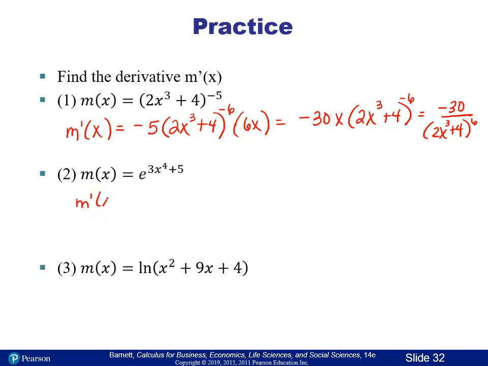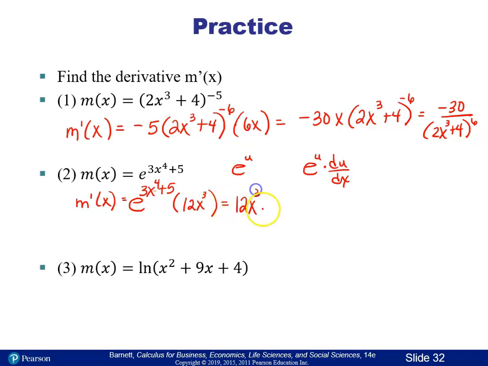Here, when you take the derivative, another approach to this is to think of this as e to the u. So the derivative of this is e to the u times du dx. That means if I've got e to some other function, then the derivative of it is e to that same function, and then follow it by the derivative of that function, which would be 12x to the third. So I'll have 12x to the third e to the 3x to the fourth plus 5.